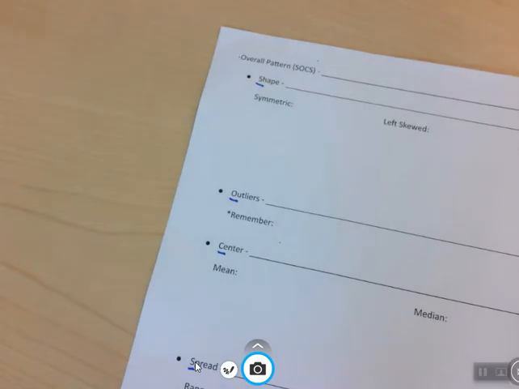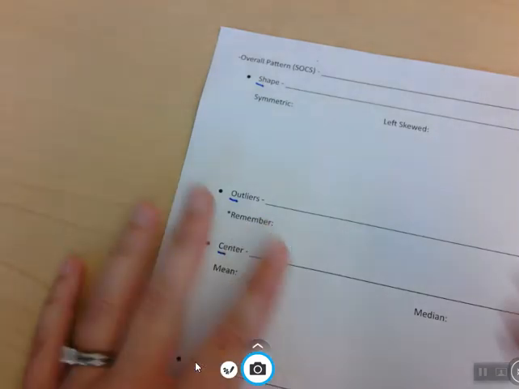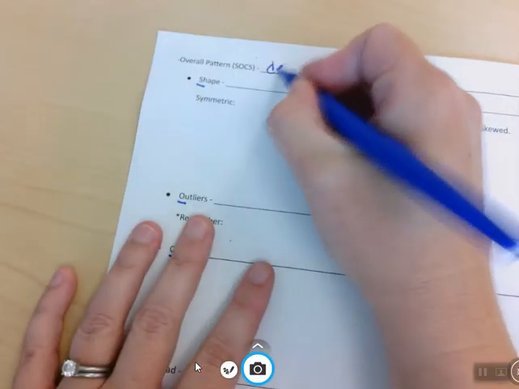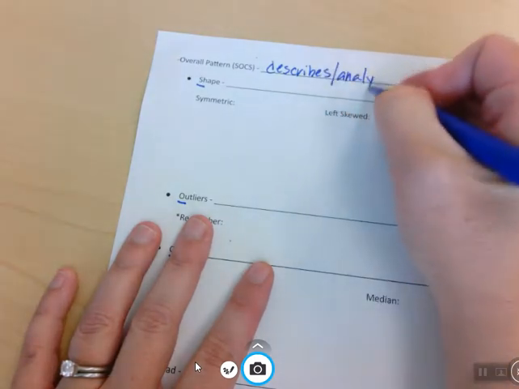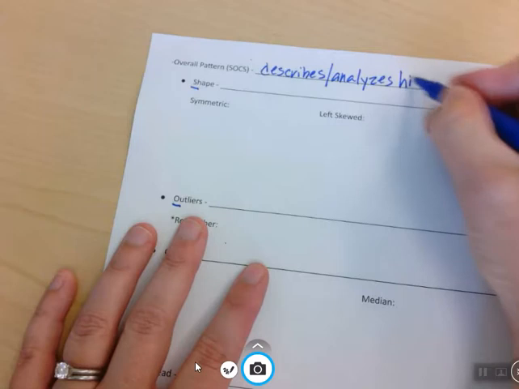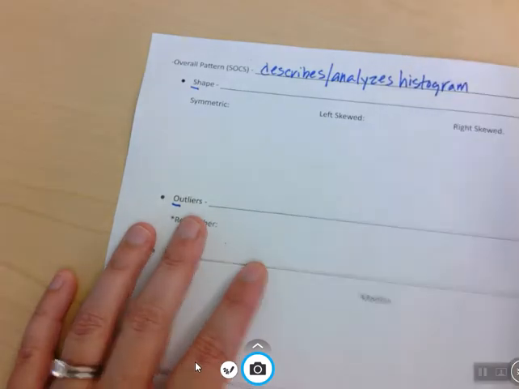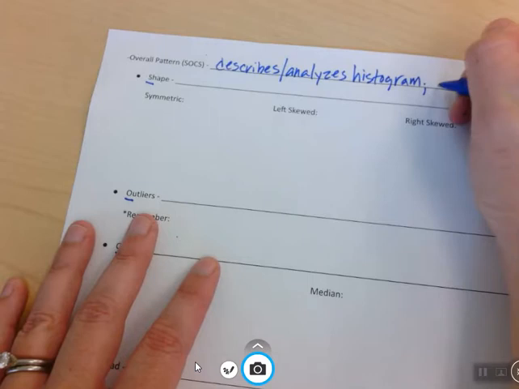The reason why you would not talk about the shape of a graph that's not a histogram: if you look at my colors of M&Ms, you could just switch the order of these easily. I showed you red, blue, green. There's no reason to analyze that shape because you could easily make it green, red, blue. A histogram has to be in a certain order, and so it does make sense to analyze that shape. So, SOCS describes and analyzes a histogram, which means it's going to have to be quantitative data.